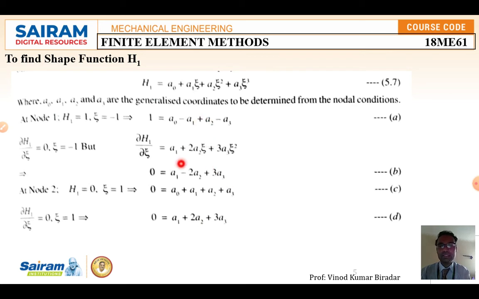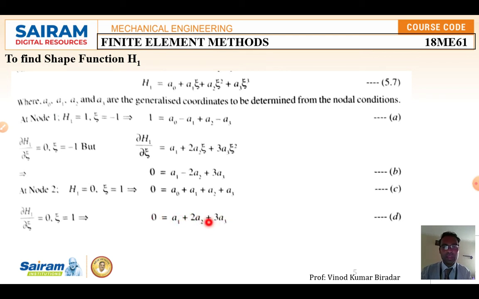These two are at node number 1. Similarly, calculate at node number 2. At node number 2, h1 is equal to 0 and zeta is equal to 1. Substitute in the equation, and you get equation C: 0 is equal to a0 plus a1 plus a2 plus a3. Similarly, differentiate with respect to zeta and apply the boundary condition dou h1 by dou zeta is equal to 0 at zeta is equal to 1. You get equation D: 0 is equal to a1 plus 2 a2 plus 3 a3.